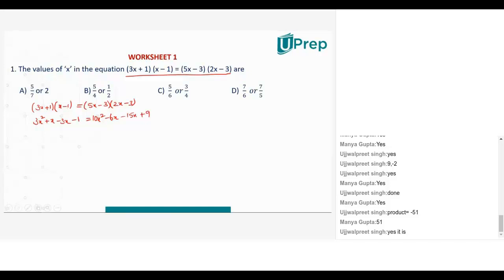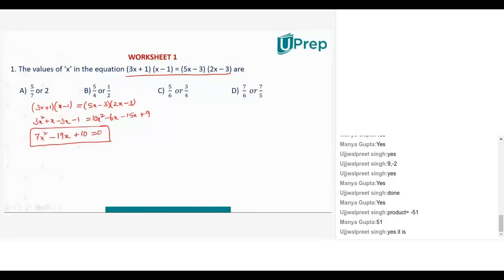So now that I have a bigger term of 10x square on the right hand side, let's carry all the terms to the right hand side. 10x square, 3x square, when this comes to the right hand side, it becomes minus 3x square. So it is 7x square. Minus 6x minus 15x is minus 21x. When plus x minus 3x, that is minus 2x, goes to the right hand side, it is plus 2x. Minus 21 plus 2 is minus 19x. And the constant is 9. Minus 1 comes to the right hand side, it is plus 1. So it is plus 10 equal to 0.